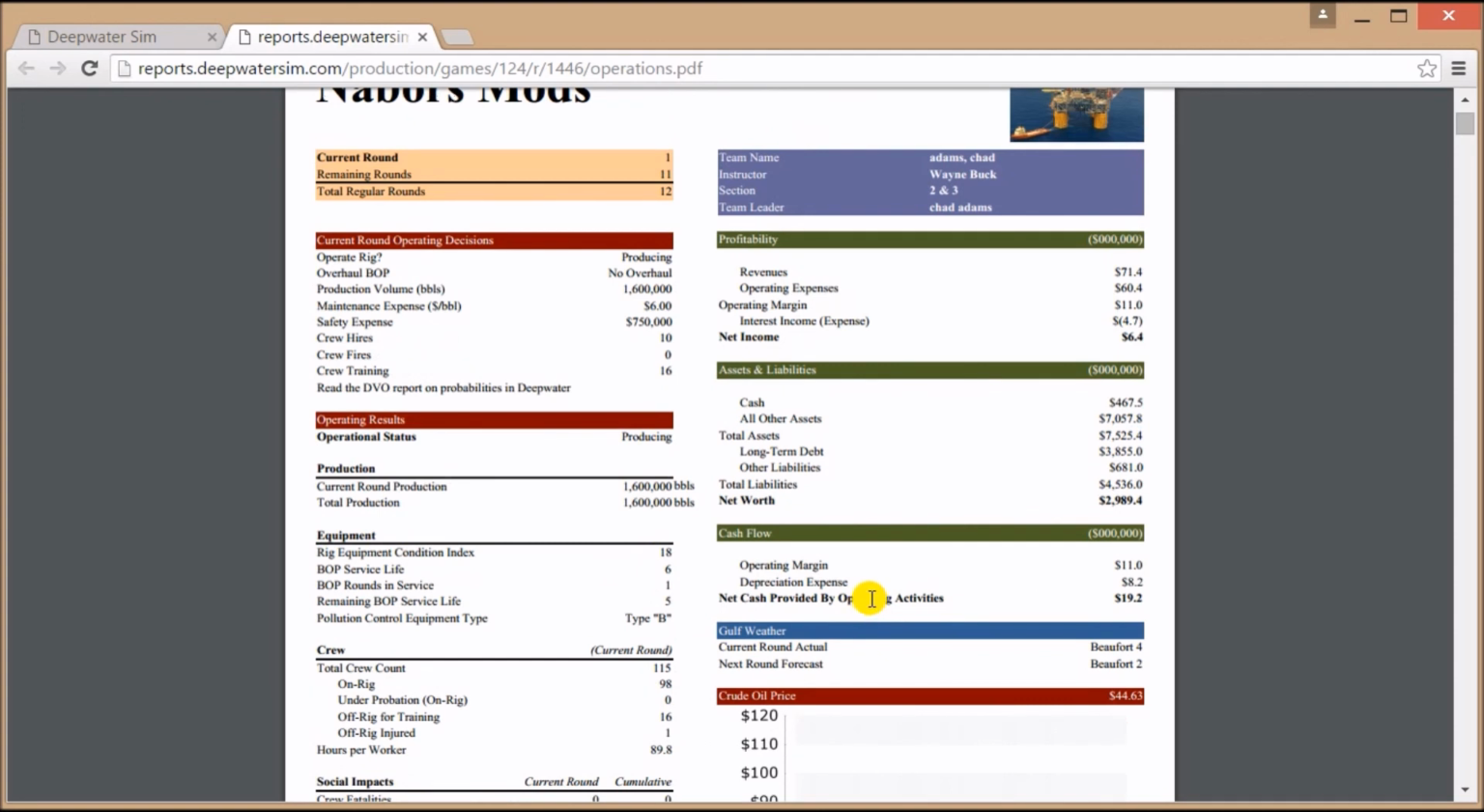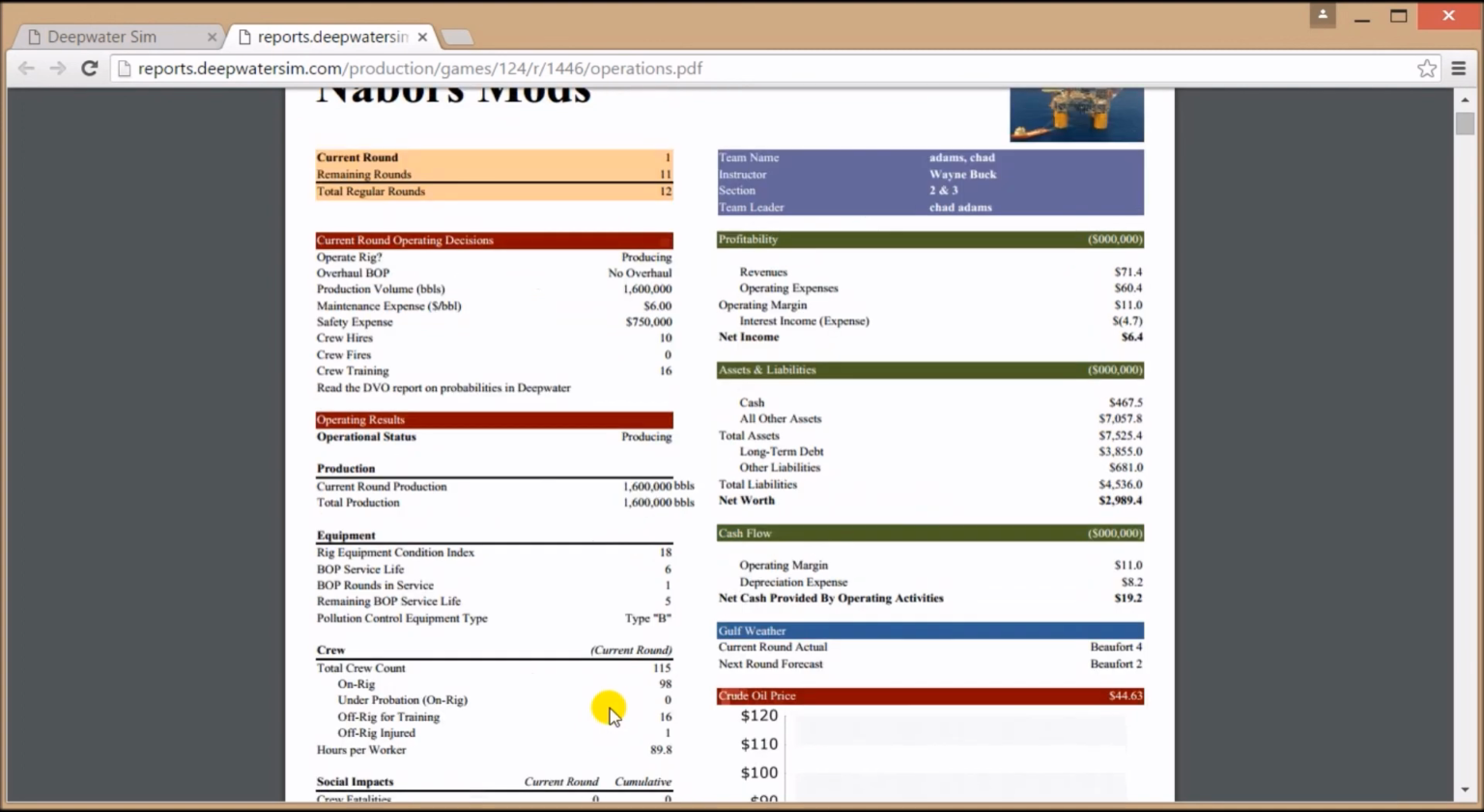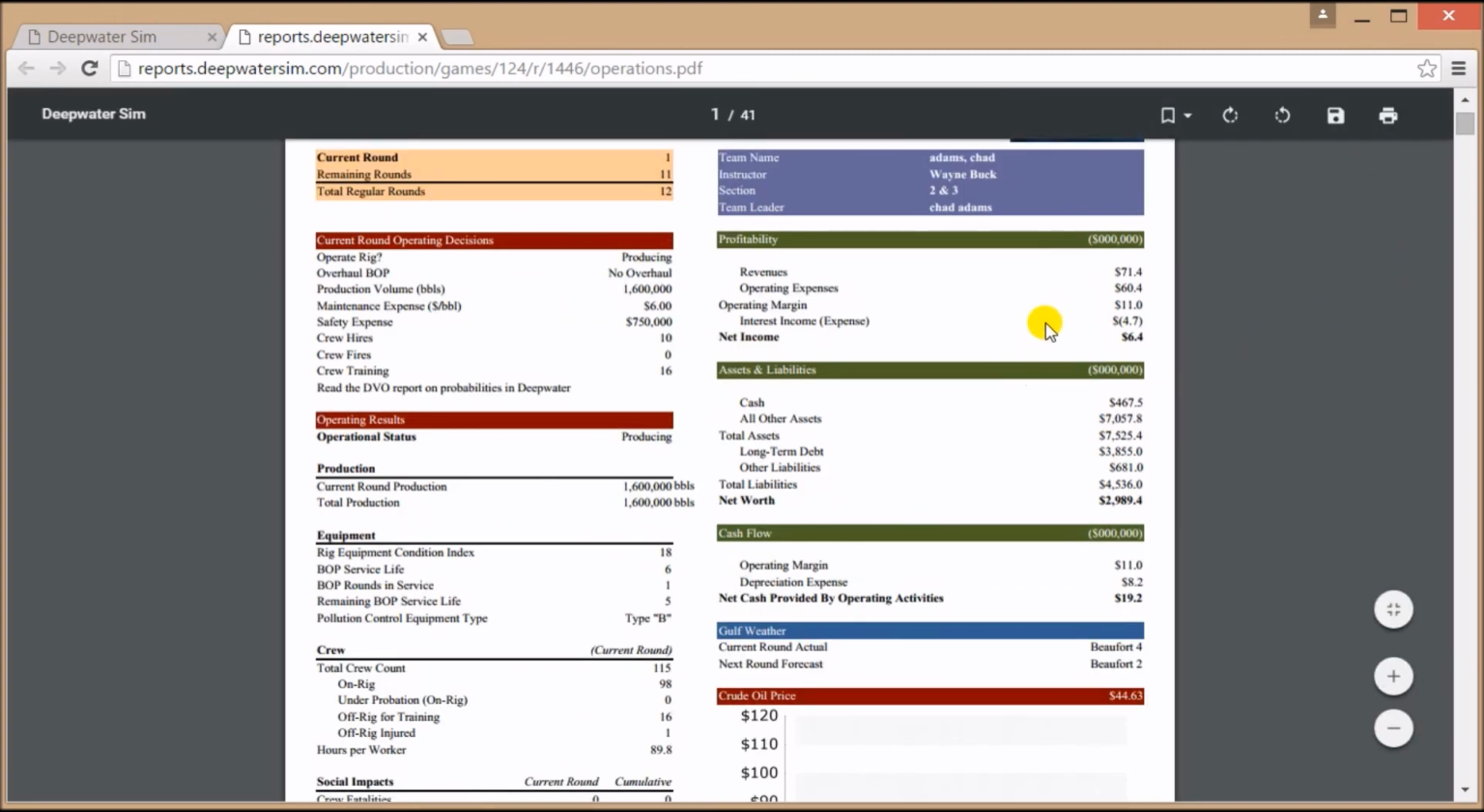Okay, so that's a brief tour of the operating report. A big lesson is the meaning of each of these numbers needs to be compared to baseline values, and students need to be able to understand the connection between their decisions up here and what happens down here, particularly in terms of the rig equipment condition, how hard they're working their crew, and the resulting fatalities and injuries, as well as some of the financials.